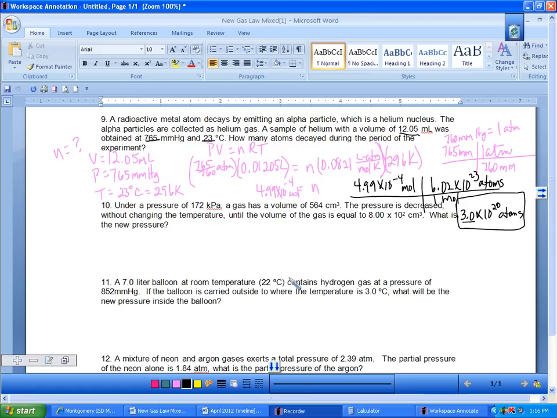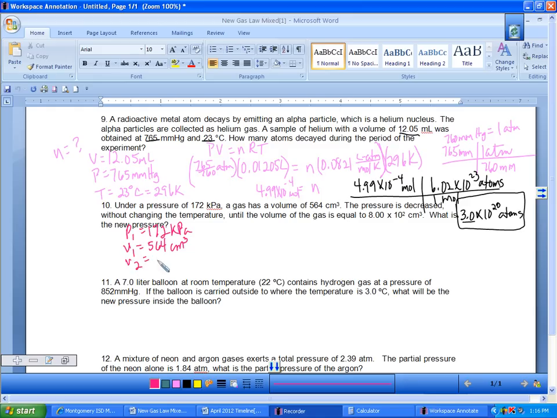All right. Now the next one says under pressure of 172 kilopascals, a gas has a volume of 564 cubic centimeters. The pressure is decreased without changing the temperature until the volume is equal to 800 cubic centimeters. What is the new pressure? So I'm going to start with, let's do that again, 172 kilopascals is P1. V1 is 564 centimeters cubed.